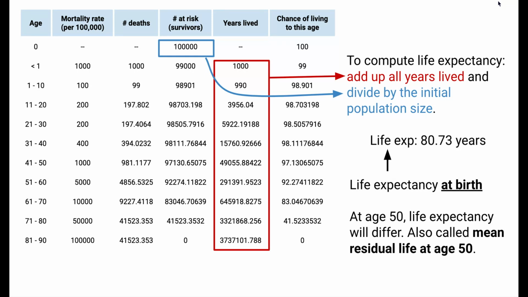The life expectancy of 80.73 years is an average of ages at death of everyone in the population, including people who died before age 50. These people who died earlier should not affect the life expectancy calculation for people who have already lived to age 50.